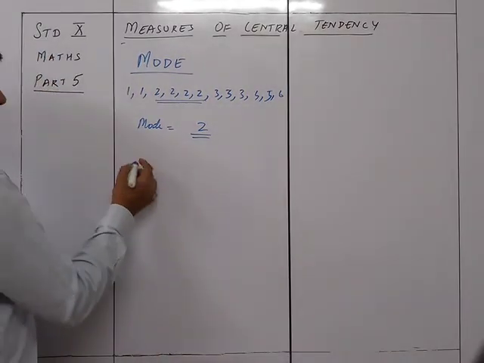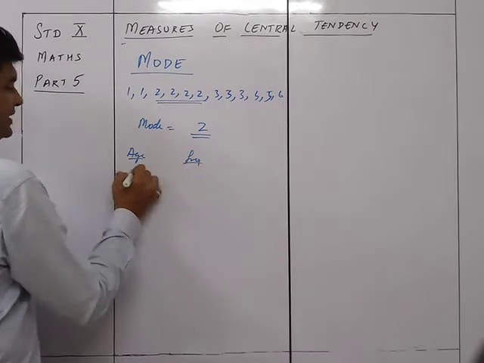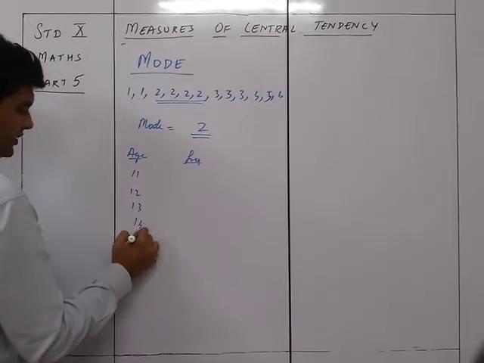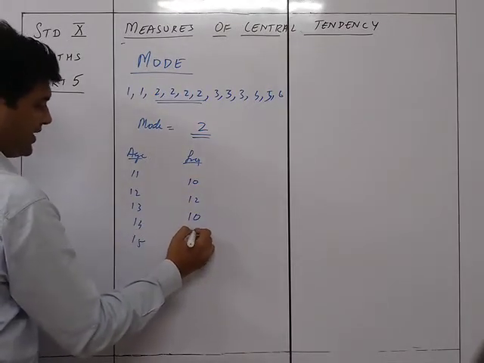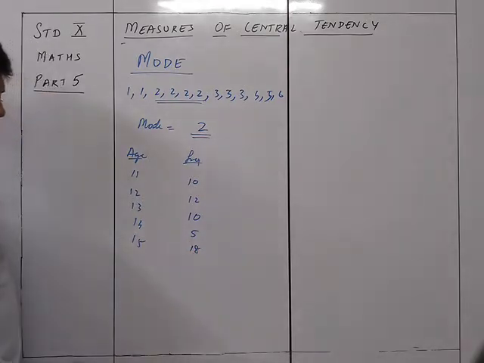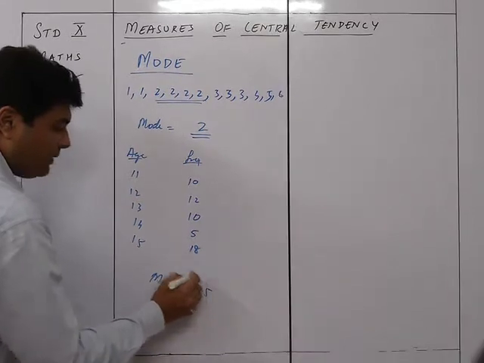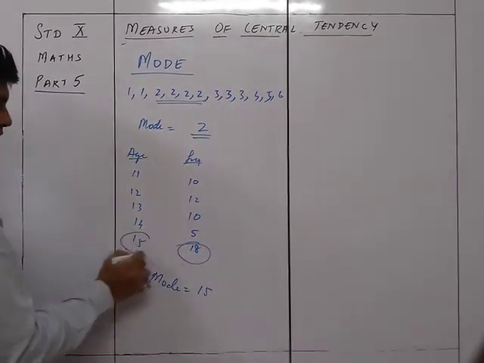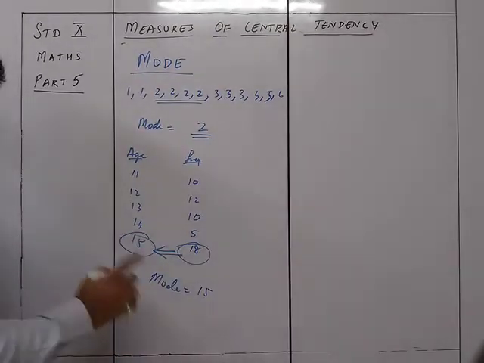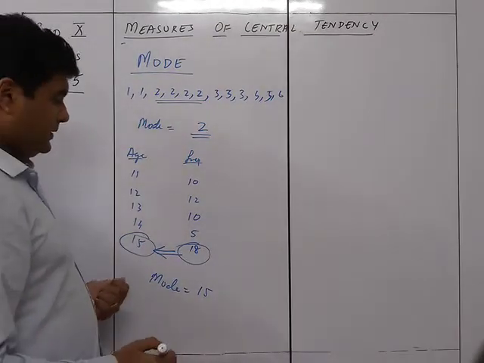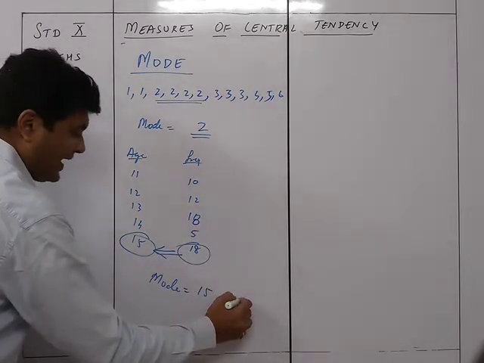Similarly, if the data is given such that this is the age and this is the frequency. The age is 11, 12, 13, 14, 15 and the frequency is 10, 12, 10, 5 and 18. So what is the mode? Mode is equal to 15. Why? Because 18 is the biggest frequency, so corresponding to it the mode is 15. If this would also have been 18, then the mode would have been 15 and 13.